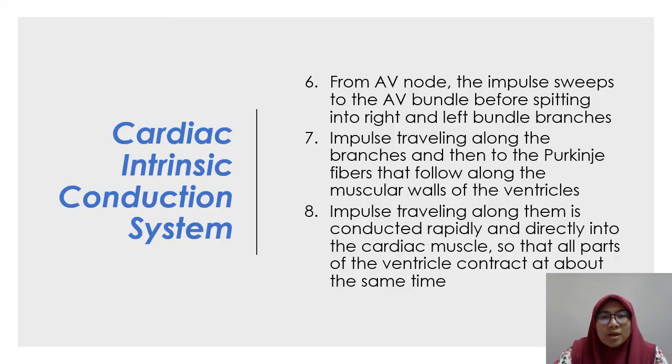Okay, and then from AV node, the impulse sweeps to the AV bundle. Okay, daripada AV node, they go to the AV bundle before splitting into right and left bundle branches. Okay, bundle branches ni dia bahagi kepada dua lah, right and left. So, the impulse tadi tu akan travelling along the branches and to the Purkinje fibers to follow along the muscular walls of the ventricle. Ventricle tu bahagian jantung kita yang bawah, dua-dua, left and right. So, the impulse travelling along them is conducted rapidly and directly into the cardiac muscle, so that all parts of the ventricle akan contract.